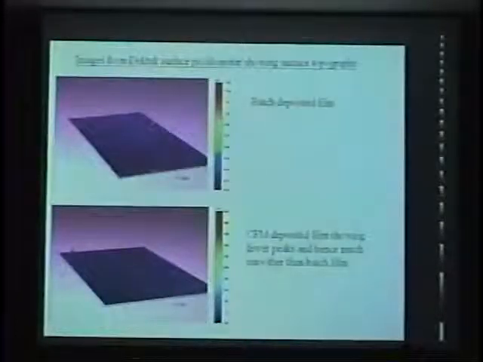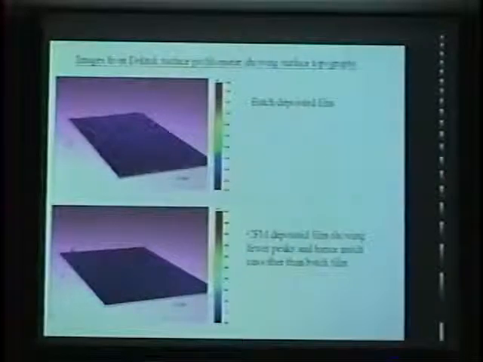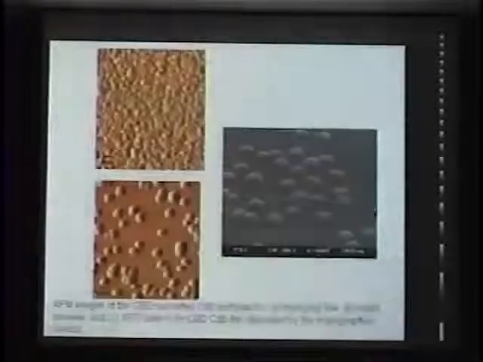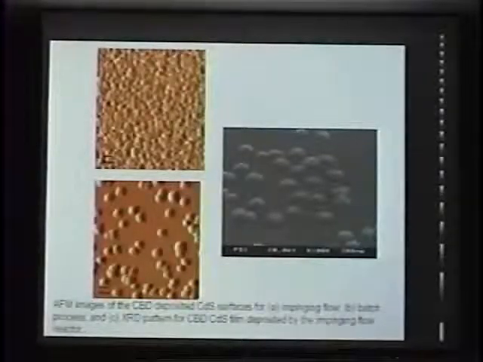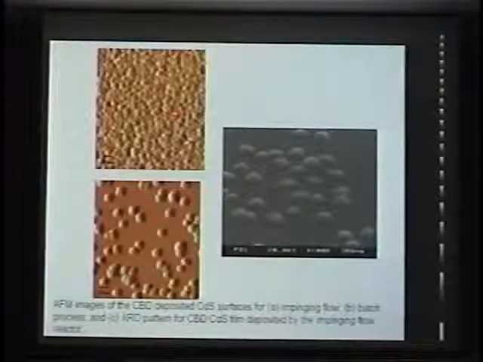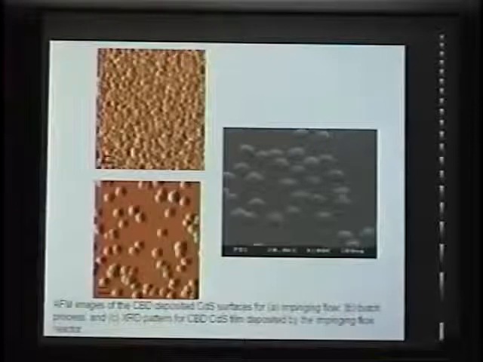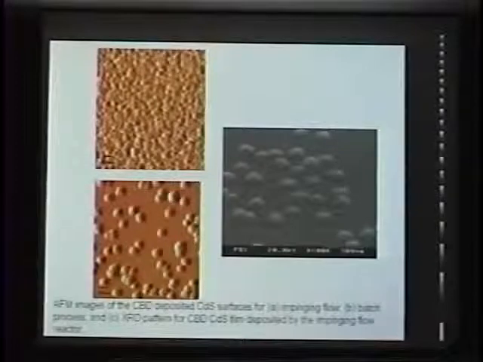Let me show some results we got using this reactor. If you just use a batch process, this is a 2D surface profiler. The roughness is much rougher, as you can see, a lot of spikes on the surface. But if you use what we call a continuous flow microreactor, you get a much smoother film. Here is an AFM image of the film produced from the microreactor. What you get is more continuous, and I think this is because the concentration of flux is constant and higher, so you have much higher nucleation density. So you get a continuous film.